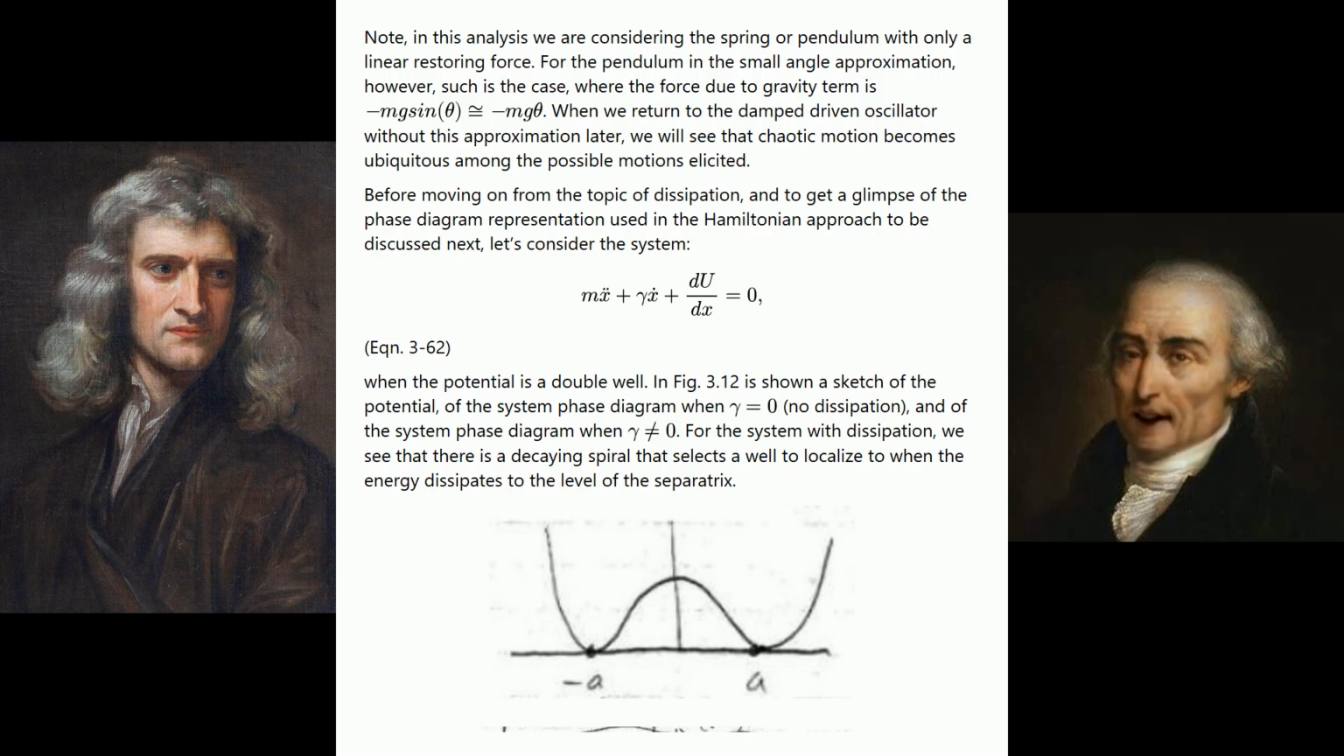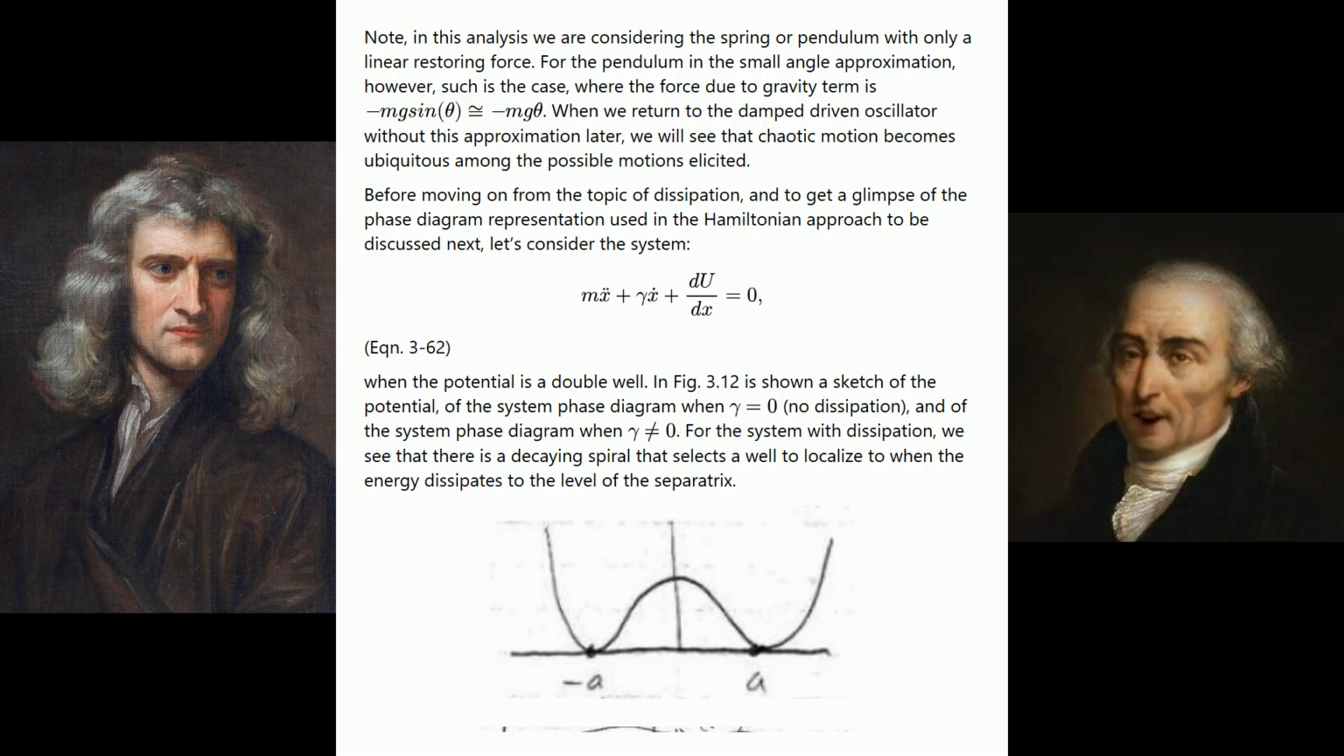When we return to the damped-driven oscillator without this approximation later, we will see that chaotic motion becomes ubiquitous among the possible motions elicited. Before moving on from the topic of dissipation, and to get a glimpse of the phase diagram representation used in the Hamiltonian approach to be discussed next, let's consider the system, see equation 3-62, when the potential is a double well.